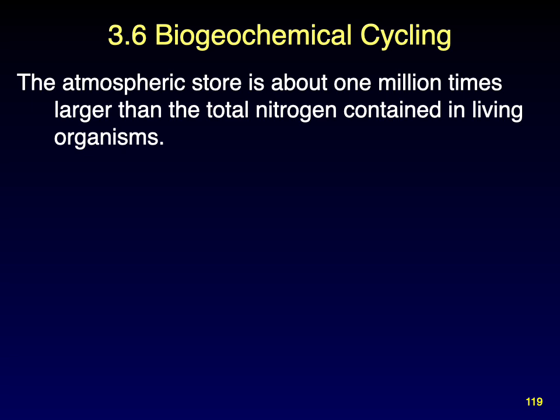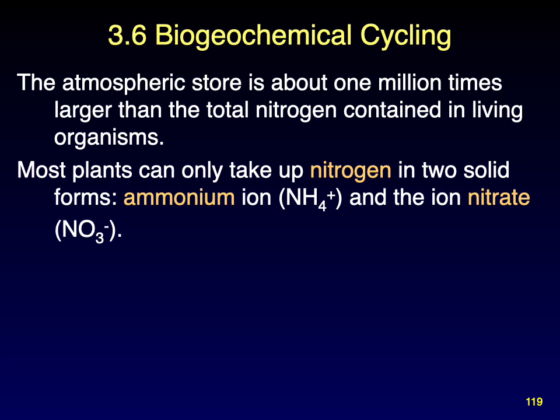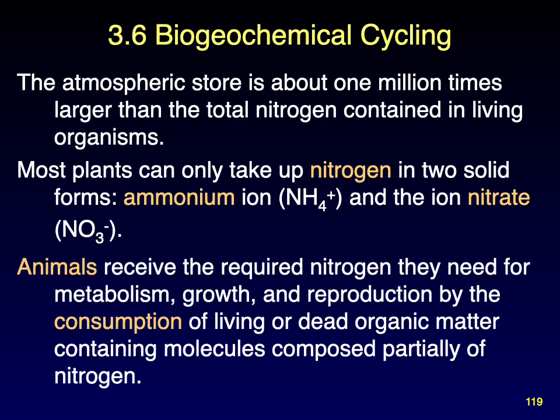So the amount of nitrogen stored in the atmosphere is about 1 million times larger than the total amount of nitrogen found in living organisms. Plants are the organisms that take up nitrogen from the soil and then pass it on to animals through consumption. Plants can take up only two forms of nitrogen. Ammonium ion, and that's only a small group of plants, but most plants need nitrogen in the form of nitrate, so NO3 negative. As I said, animals receive their nitrogen by consuming plants or other animals that consume plants.